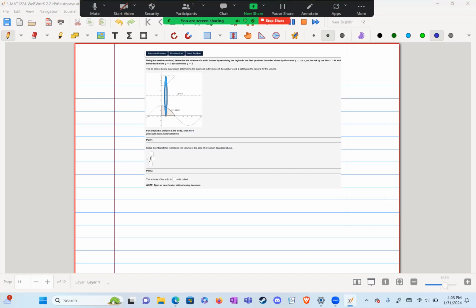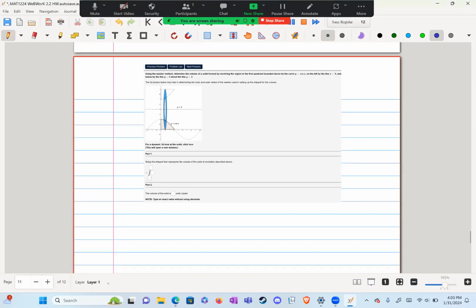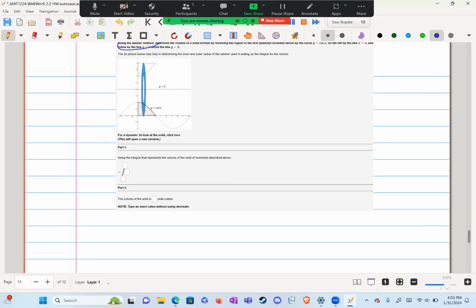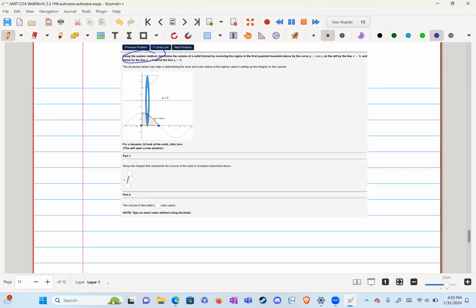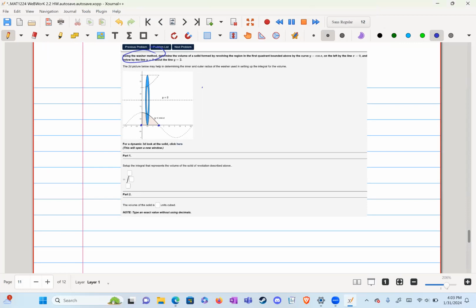Welcome back. This is question 11, WeBWork 2.2. We're using washer method once again. Our bounds of integration is from 0 to pi over 2. So now we can start setting up our problem. Pi from 0 to pi over 2.